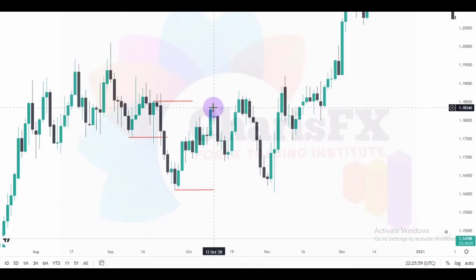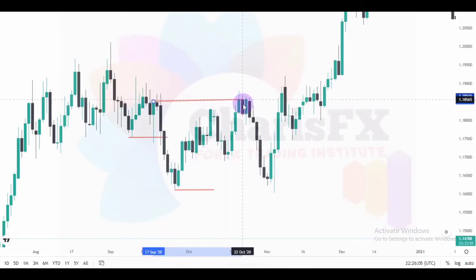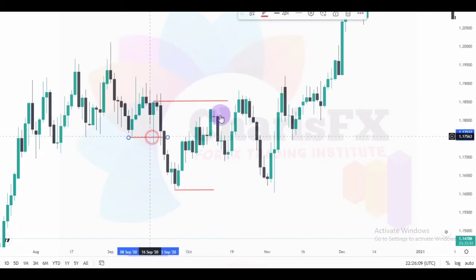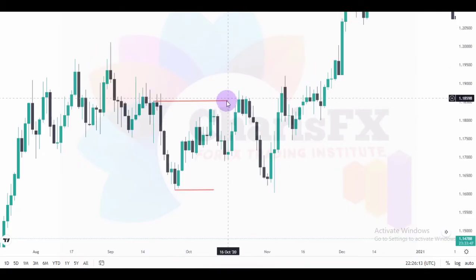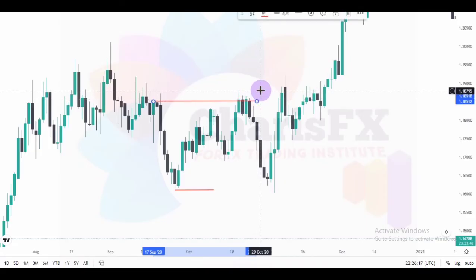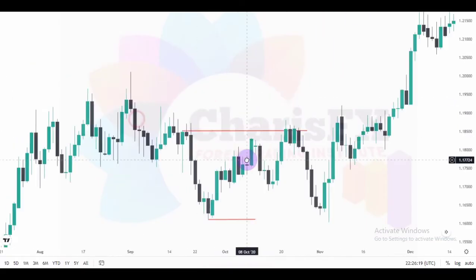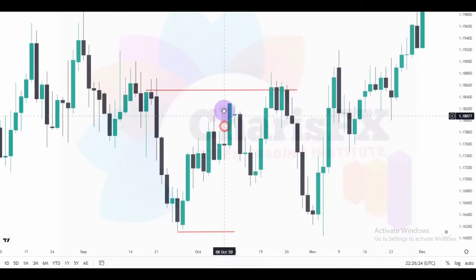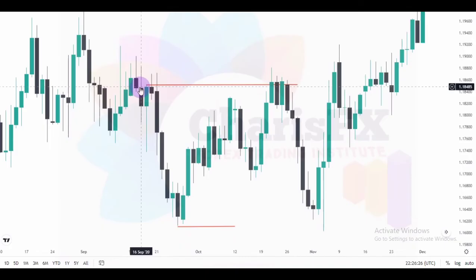Higher high. Okay? Now, remember that we said this was the last high that pushed price lower. So we are going to check closely and see whether the body of the candle has closed above that high. Yes, obviously we see that it has. The body of the candle here has closed above that last high.